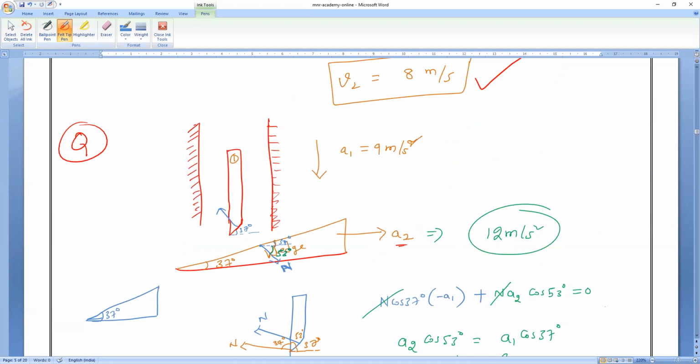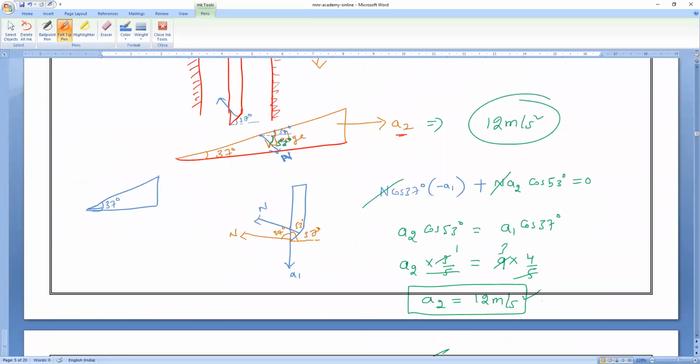Sir, that 53 angle we have to take between A2 and the normal. That's what you want to see. Suppose this is A2, and this is the normal. So you always have to take this angle. If this angle is 37, then what is the remaining angle? 53. Total between acceleration and normal, what is the angle? Total angle 90.